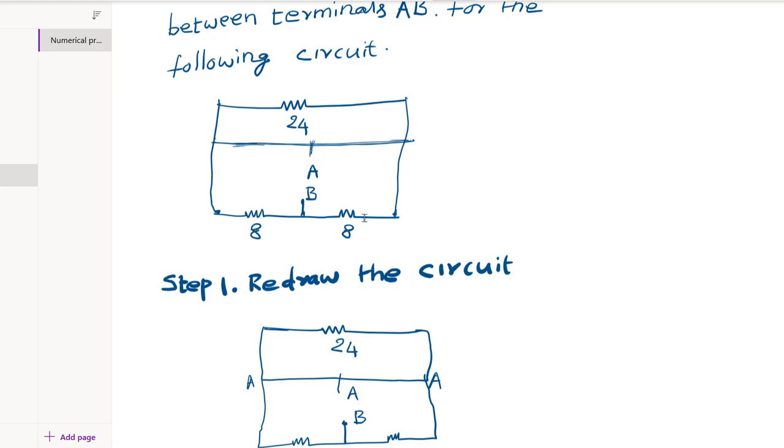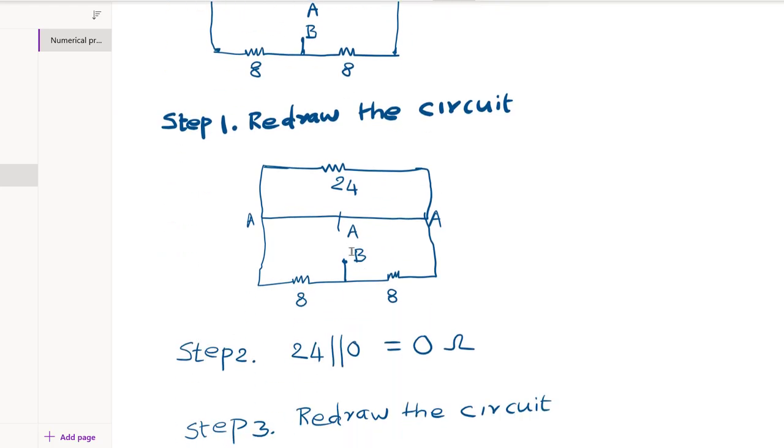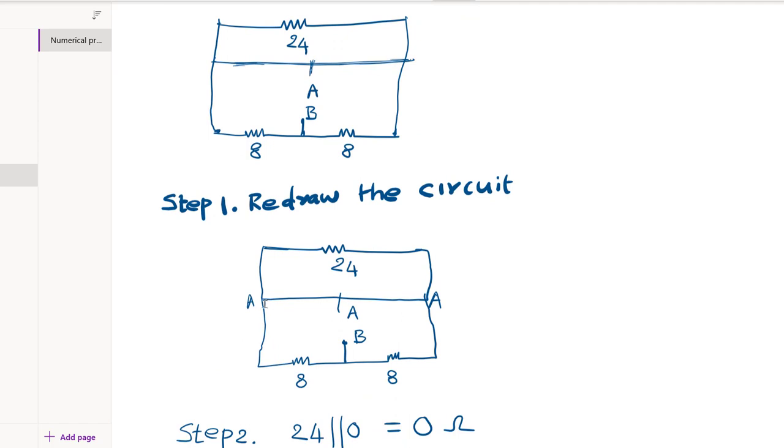So at the middle we are saying that is terminal A. So we can say this A representation here, here also the same, similarly here also the same. So we redraw the circuit like this. So the terminals are labeled here A and here also A, and this A is already there.